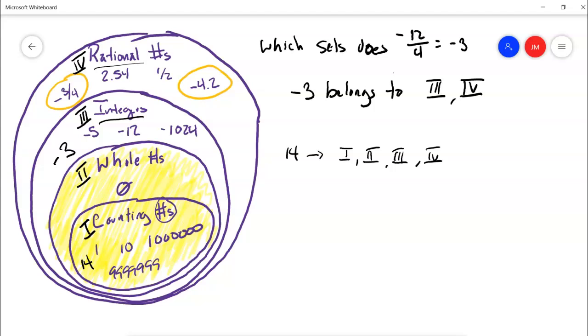If we had 2/5, well, now that only fits in one circle. It is only in the rational number circle. And that is the only place that it can go. Because it's not an integer. It's not a whole number or its opposite. It's not a whole number. It's not a counting number. We do not want to count 2/5 of a person. That's gross. Don't do it.